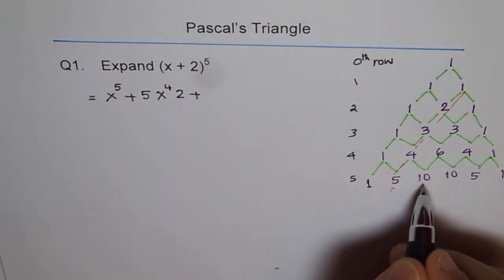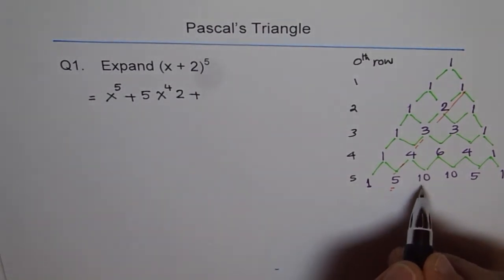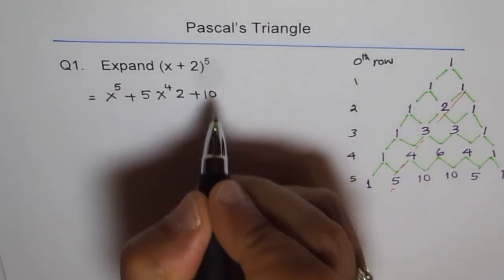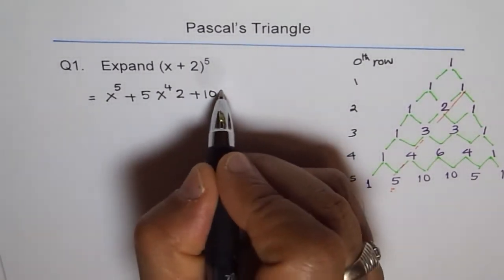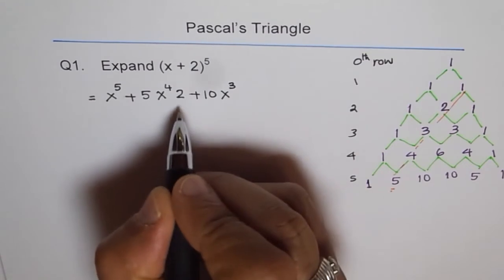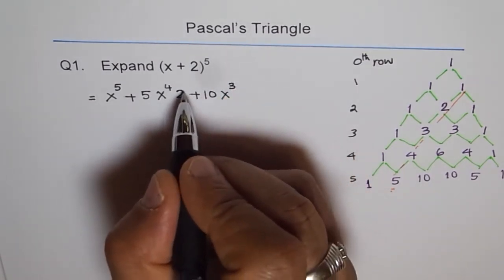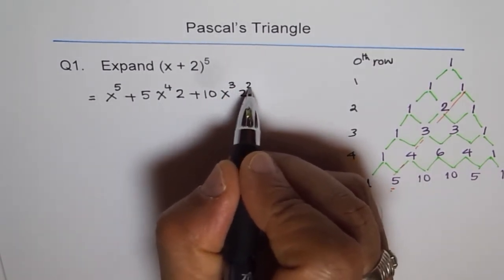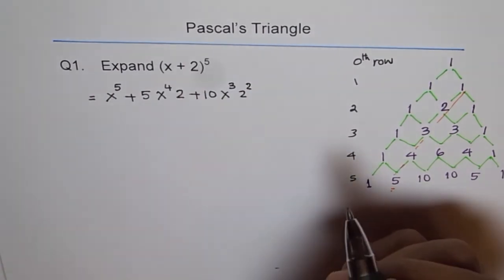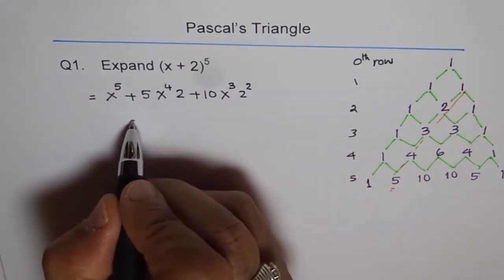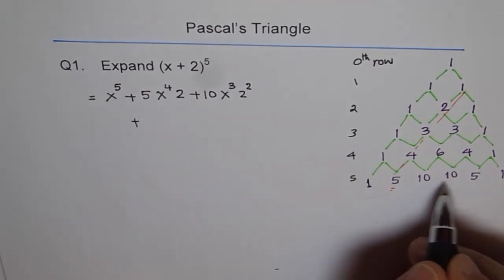Plus 10 is the coefficient for the third term. So we say 10, and x will decrease by 1, it will become cube, and 2 will increase by 1. It was 1 here, and now 2 square. 3 plus 2 is 5. Do you see that? And the next term after 10 will again be 10.